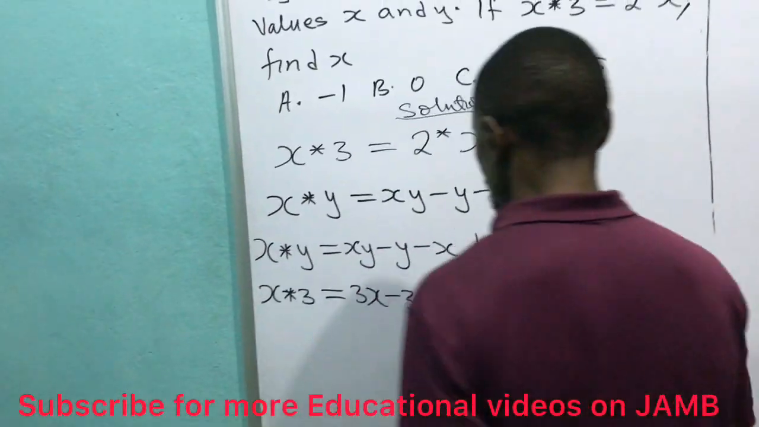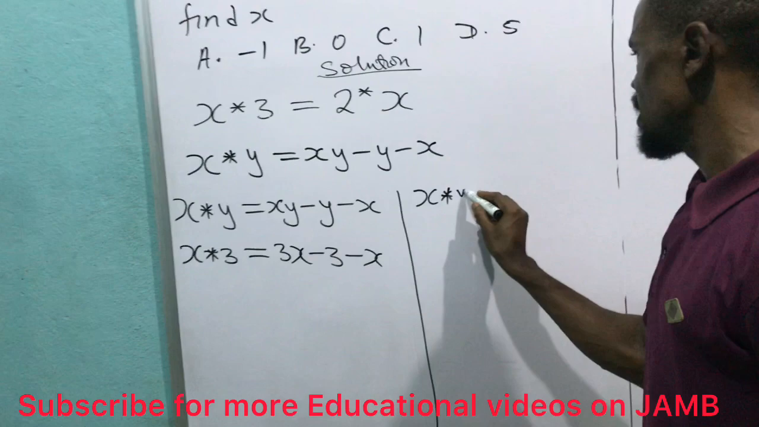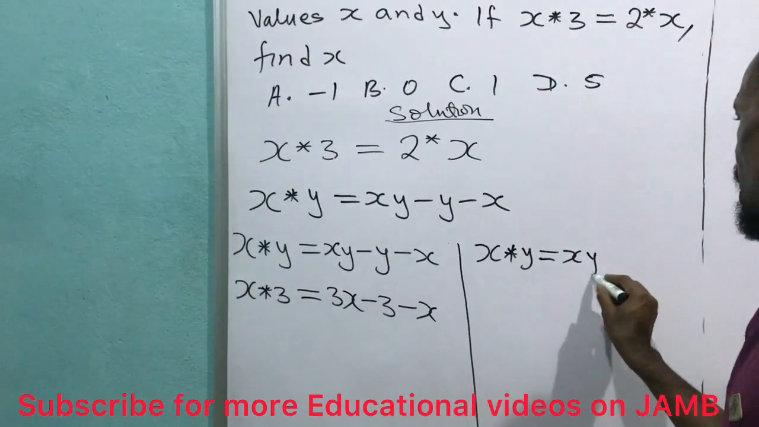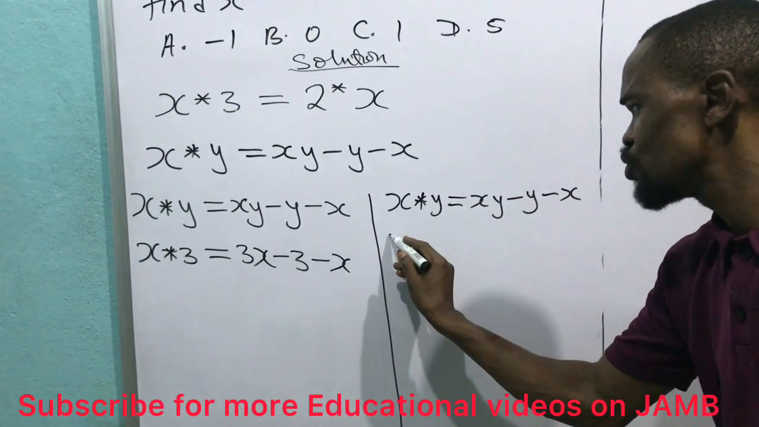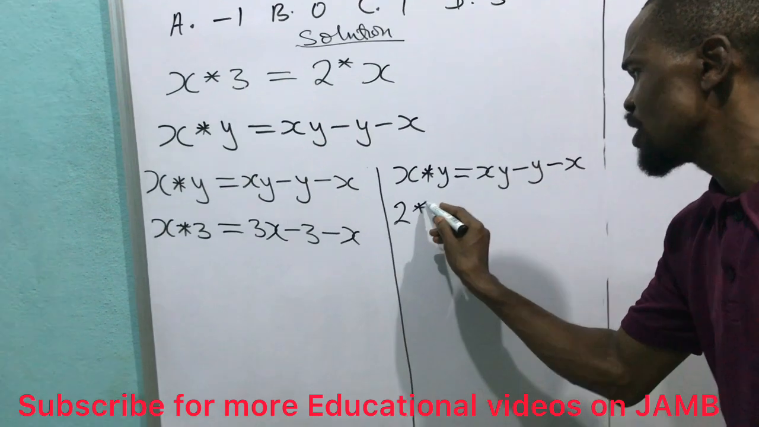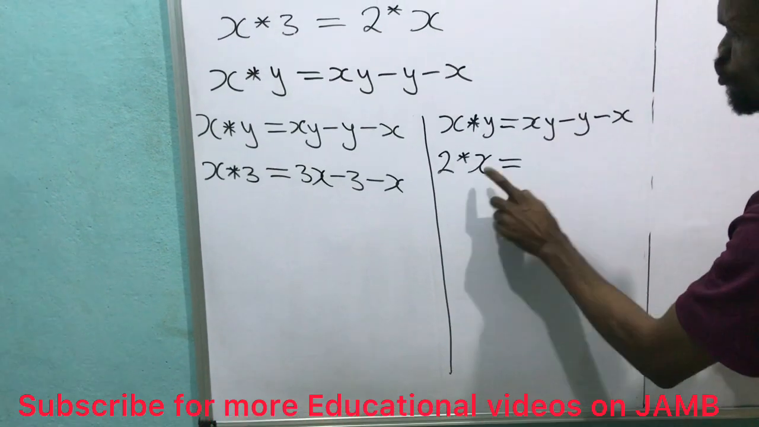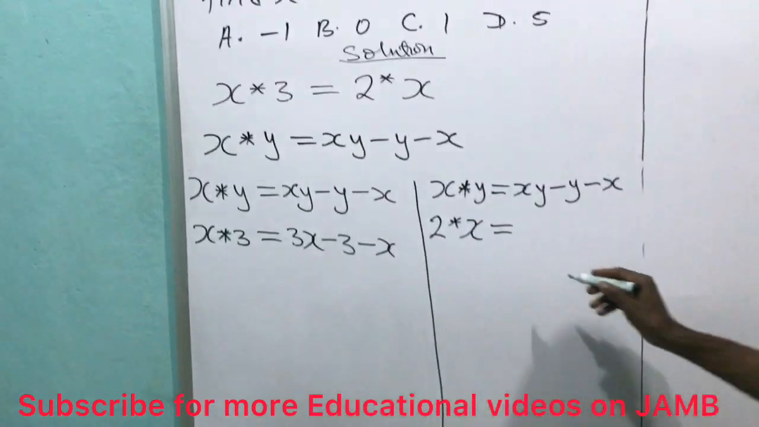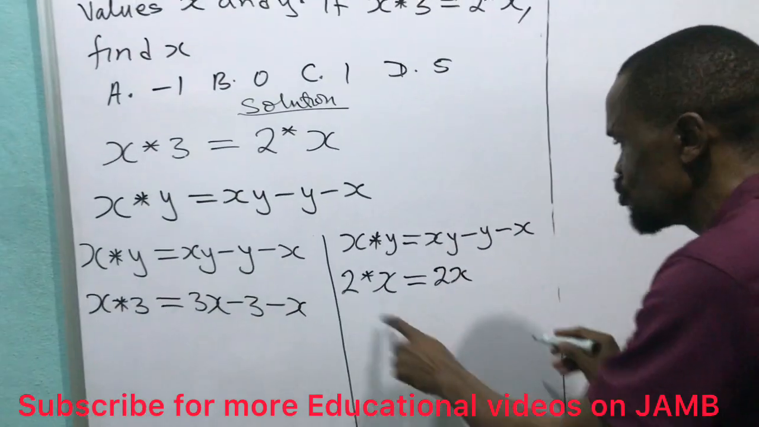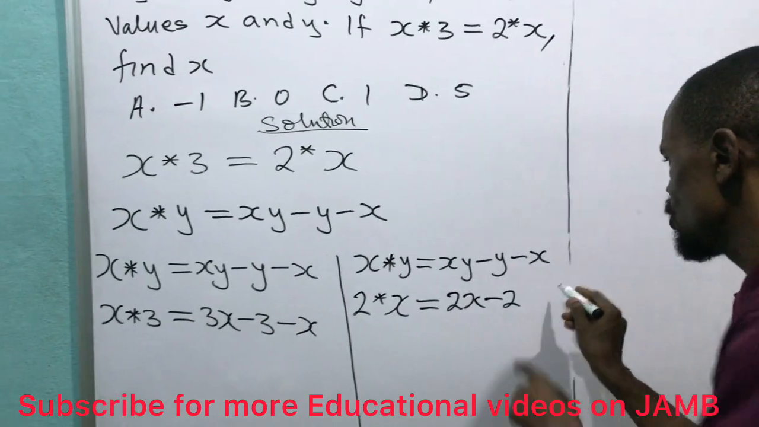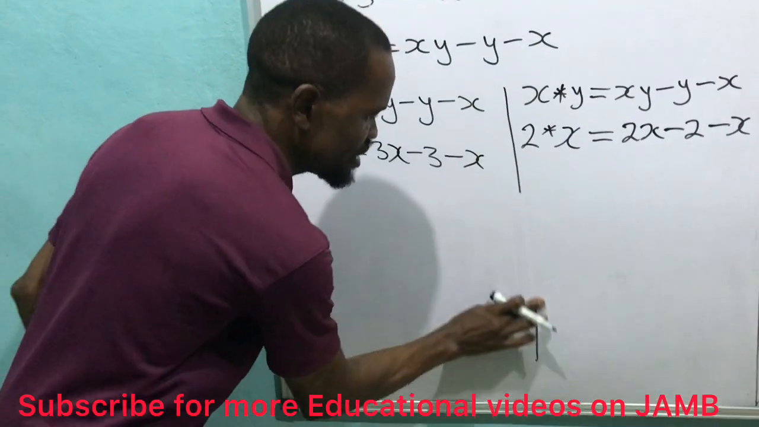I come over here to do the same operation. This operation y is equal to x, y minus x. I'm putting the operation now, which is 2 multiplication operation x, and that will give me, wherever I see y, I put 2. Look at the x, look at the y. So y has been replaced by 2. I will have 2x here. I've replaced this y with 2. Then minus, I will have 2 and minus x.